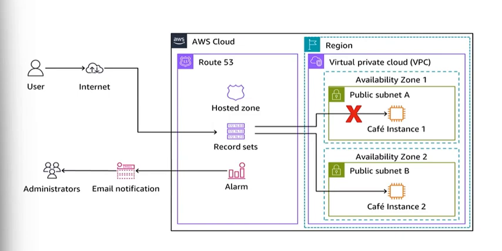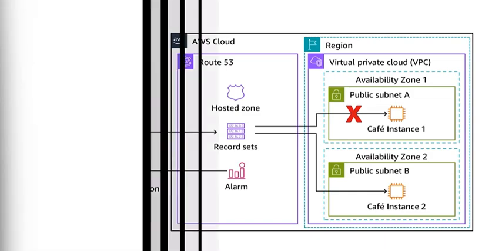We successfully created failover routing using Amazon Route 53. The stopped instance caused the health check to fail, and the health check used the Simple Notification Service to inform the administrator through email.